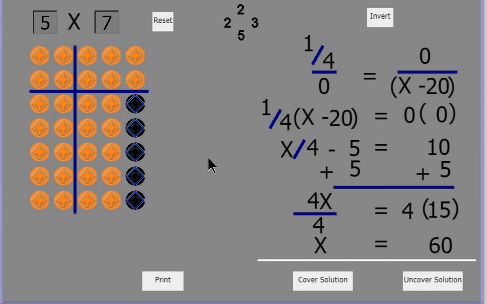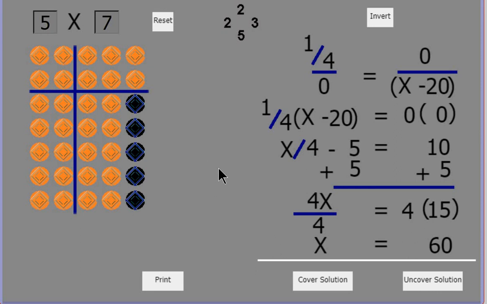The product of any two non-adjacent areas of the array now corresponds to the solution of the unknown x. So these are non-adjacent, and that would be adjacent and this would be adjacent. These are non-adjacent. So the product, of course, is 4 times 15, which equals 60. So x is now equal to 60.